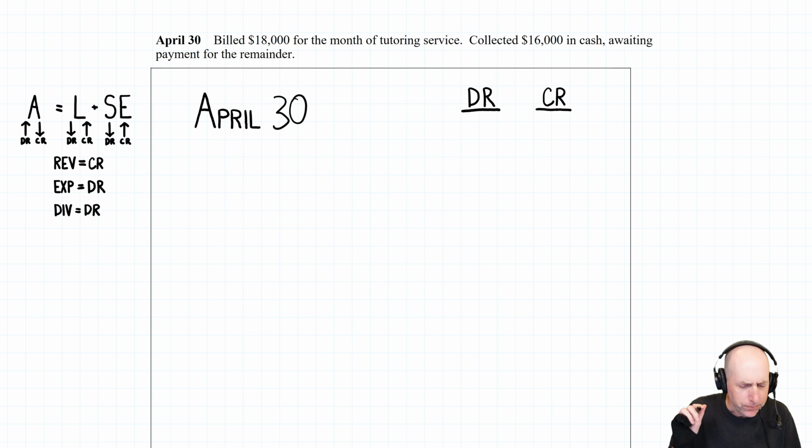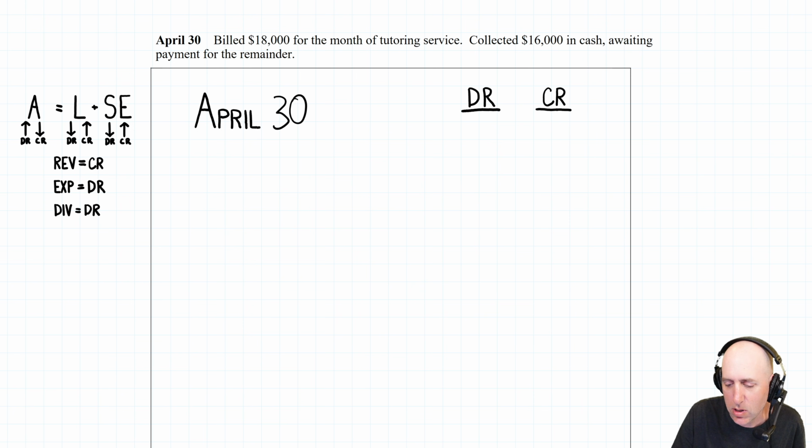April 30th. Billed $18,000 for the month of tutoring service, collected $16,000, awaiting payment on the remainder. This is kind of an unrealistic transaction. I'll explain why in a moment. This is sort of a summary transaction. So during the month, let's just say we have 180 students. They each pay $100, maybe they get a couple of hours of tutoring service a month, and 180 times 100 is $18,000. So we bill them $18,000, we collect $16,000, we're waiting for payment on the rest.